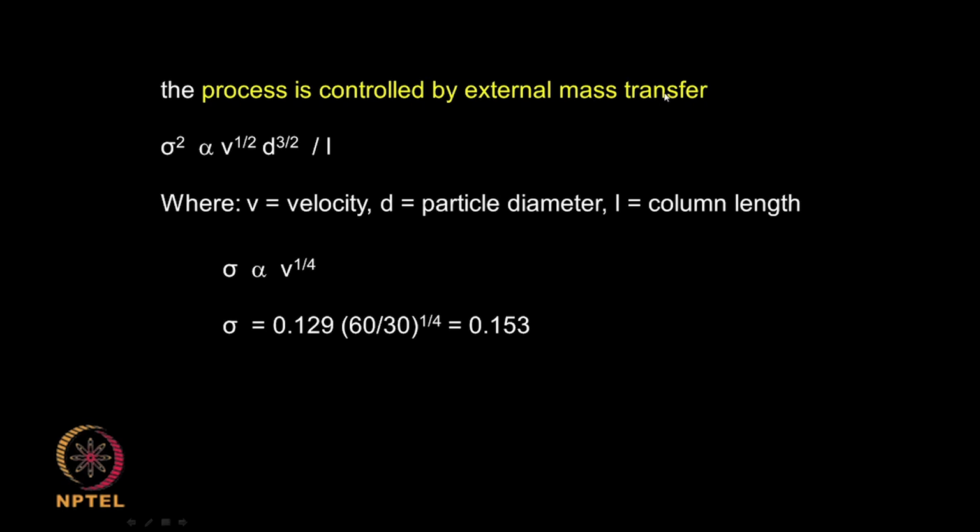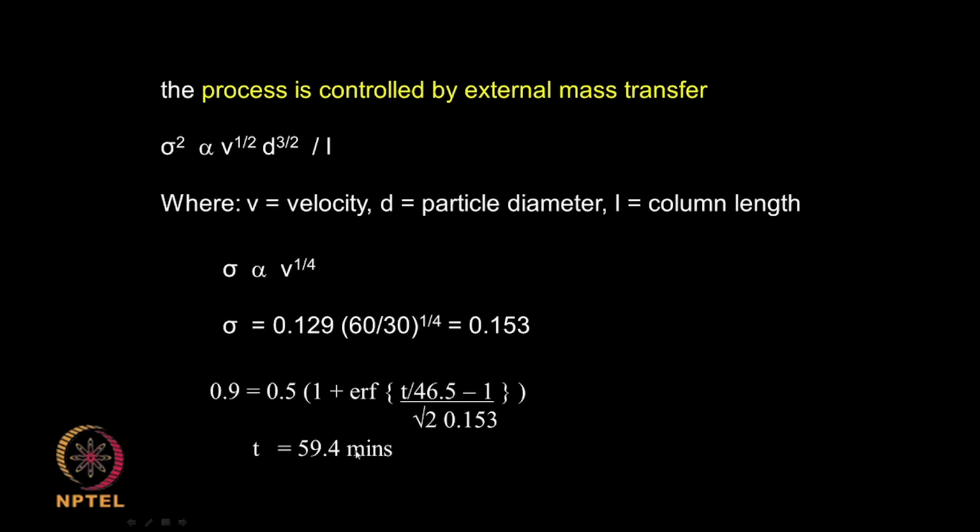Now, the process is controlled by external mass transfer. Previous case it was pore diffusion. Then the equation for sigma square is like this. Please note the equation changes between the previous and this one. Here there is a change in the diameter raised to the power 3 by 2. So, sigma will become square root of V raised to the power 1 by 4, whereas if it is pore diffusion it is V raised to the power half. So, your sigma has changed to 0.153, whereas in the previous case it was 0.18. So, T becomes 59.4 minutes.